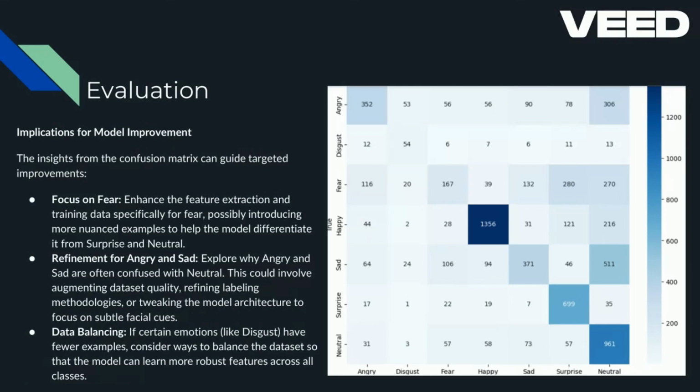For fear, we'll focus on enhancing feature extraction and possibly introducing more nuanced training data. For angry and sad, we'll explore why they're confused with neutral, perhaps by improving dataset quality or refining the model architecture for subtle cues. Finally, data balancing, particularly for emotions like disgust, which has fewer examples, will be key to learning more robust features across all classes.